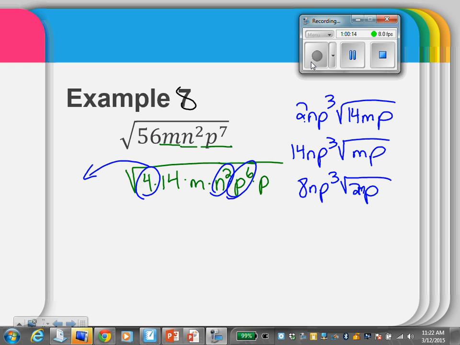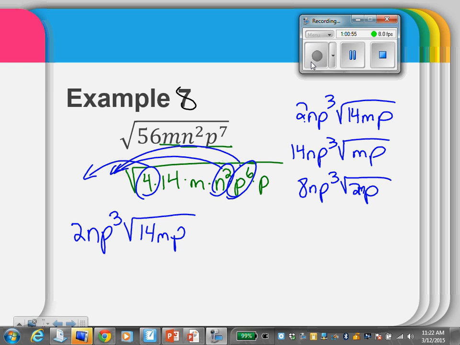4 comes out as a 2. What is a common error? Would people bring 4 out as a... Well, 2's right. But if they're wrong, what do they bring it out as? 4. They forget to take the square root of it. Okay? So 4 got to come out as a 2. n squared comes out as an n. p to the 6 comes out as a p cubed times the square root of 14mp. Gotcha. Okay, so we are going to stop.